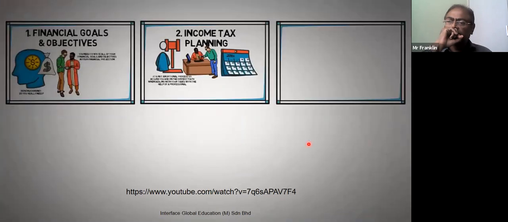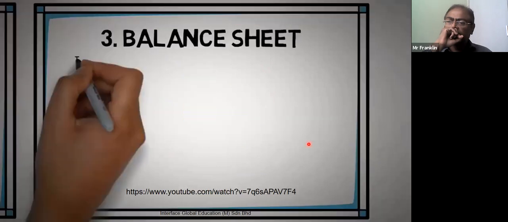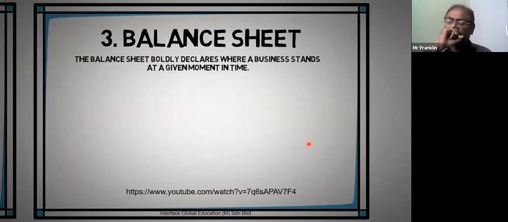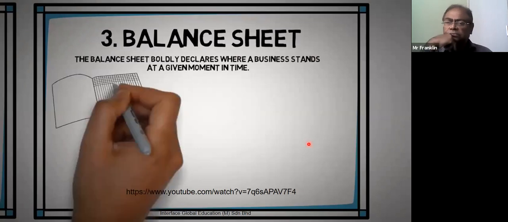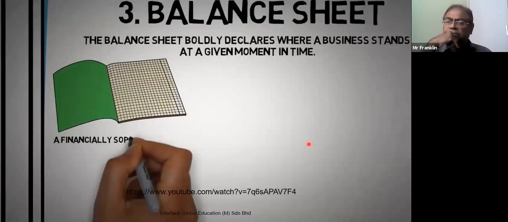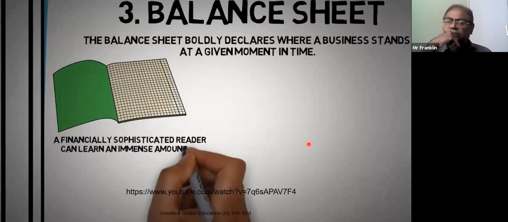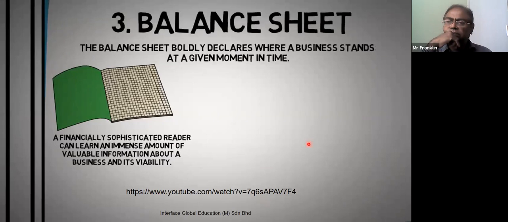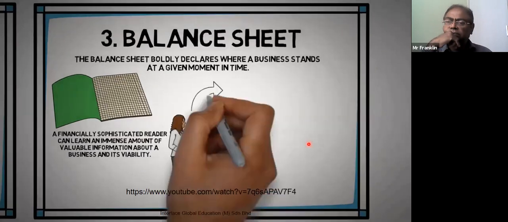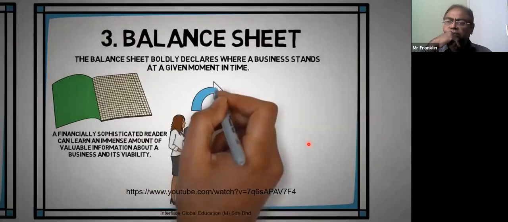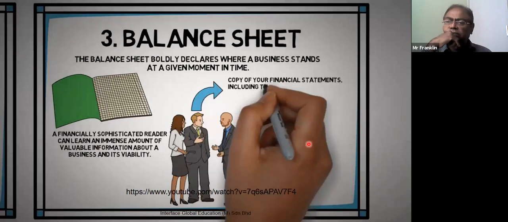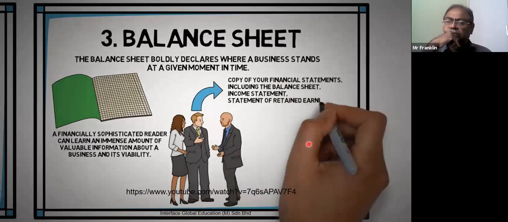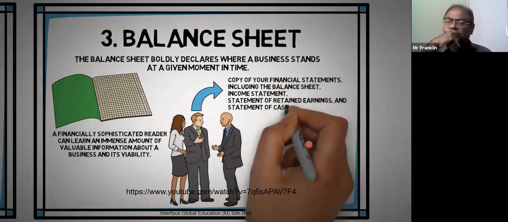3. Balance sheets. The balance sheet boldly declares where a business stands at a given moment in time. From the balance sheet, a financially sophisticated reader can learn an immense amount of valuable information about a business and its viability. That is why potential investors and lenders will almost always ask you for a copy of your financial statements, including the balance sheet, income statement, statement of retained earnings, and statement of cash flows.